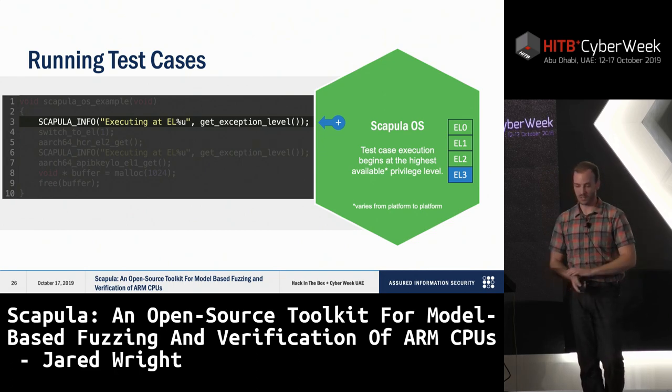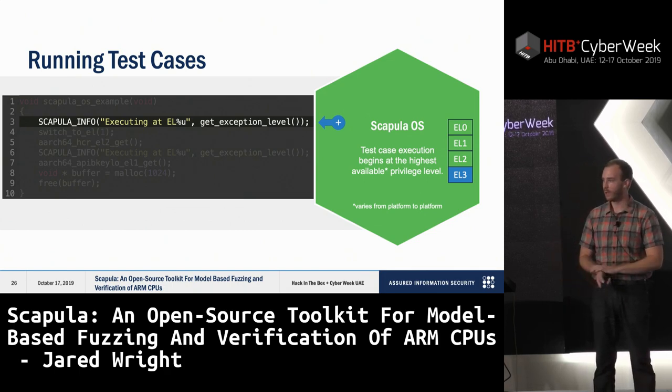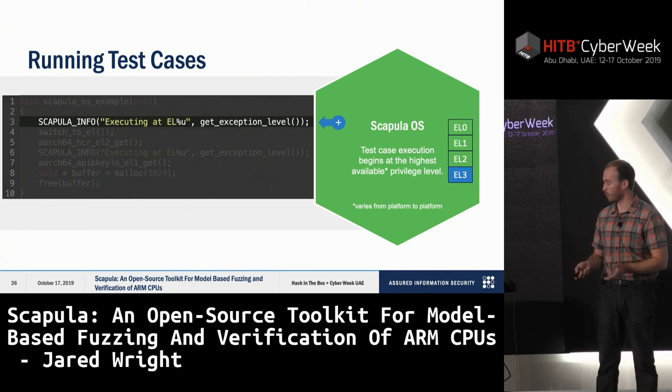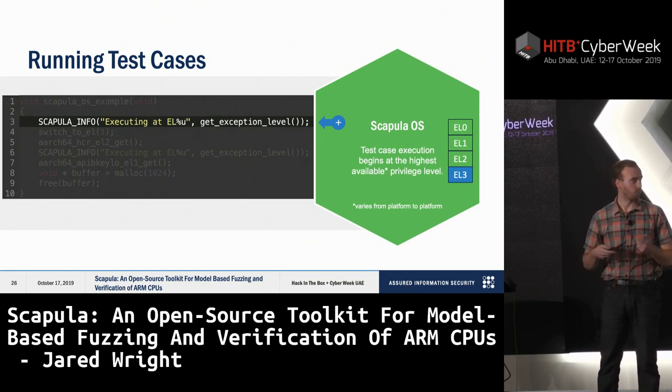The first thing you can do with Scapula OS is when it loads, it loads you into the highest privilege level available to the software when it is loaded, and will take control of all of the levels where you're at and below. So you can do things like read which exception level you are at right now. That's the first thing you can do.